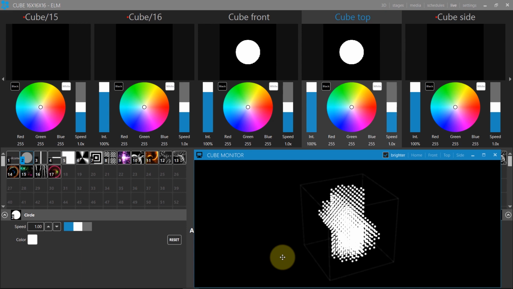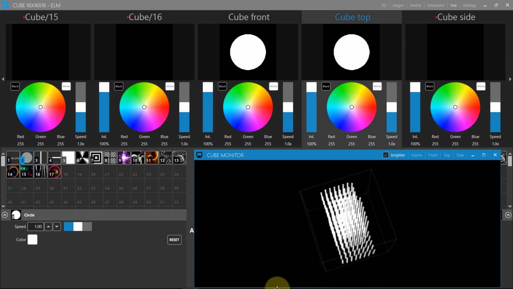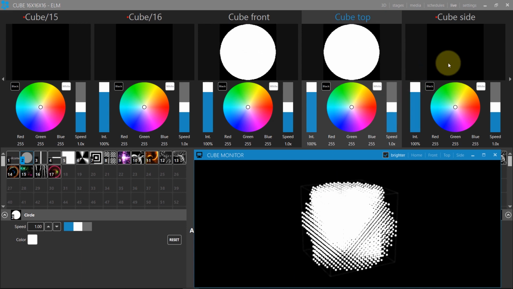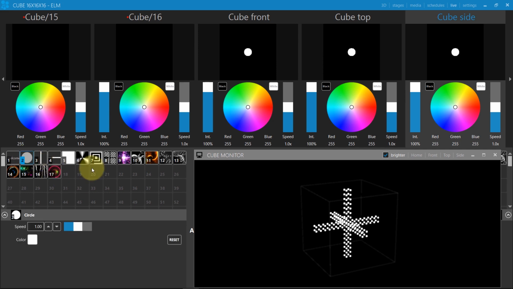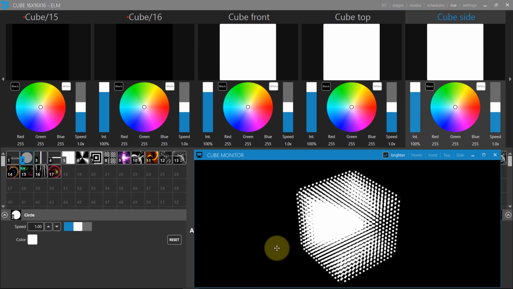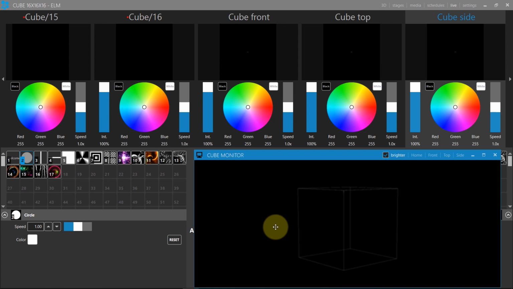If we play the same circle on the top stage, we see two cylinders. By playing the circle on the side stage, we get three cylinders at different angles in 3D.